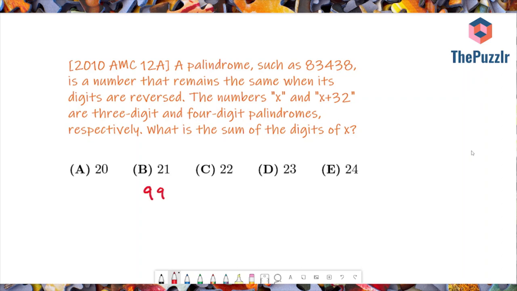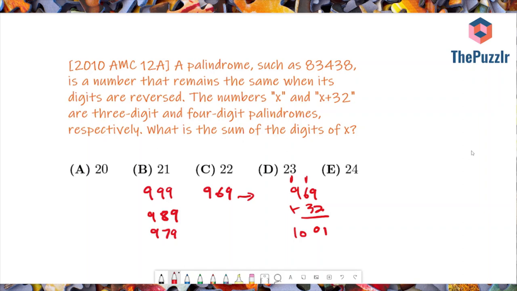Well, there's 999, 989, 979, 969, and that's it. If you add 32 to 959, that doesn't give you a 4-digit number. So let's start with 969. If we add 32, we get 1001. Oh, wait a second. That's a palindrome. So we're done. We started out with 969, and that gives us a palindrome. But if you started out with 999 first, there's only 4 numbers to try out, and you'd find your answer.